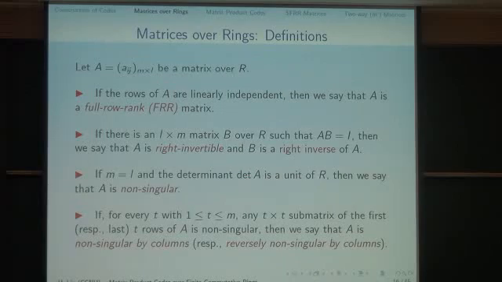And if for any t greater than or equal to 1 and less than or equal to m, any t times t submatrix of the first t rows of A is non-singular, then we say A is non-singular by columns. If the t times t submatrices of the last t rows are non-singular, then we say A is reversely non-singular by columns.